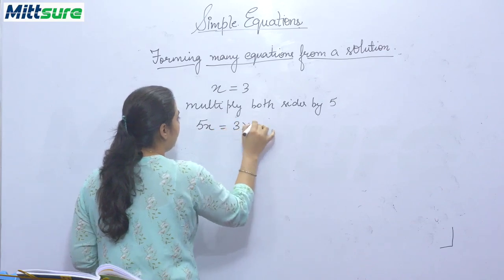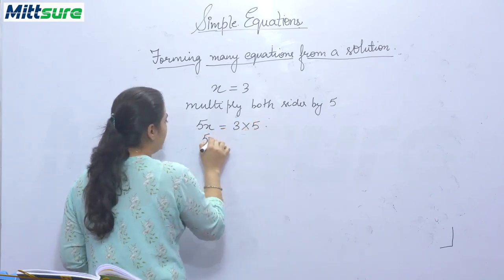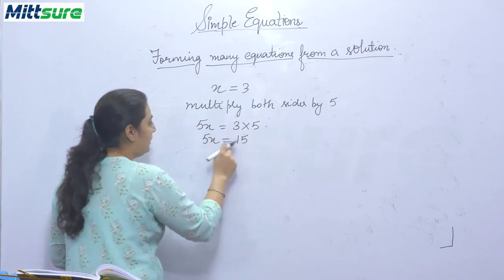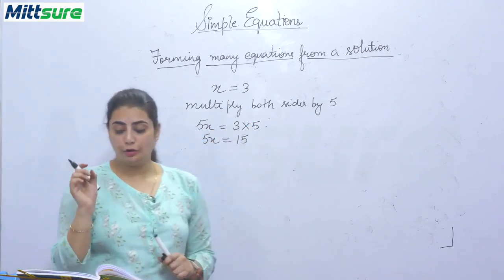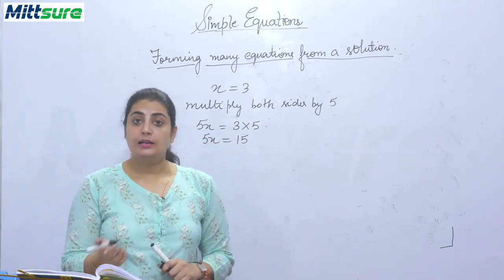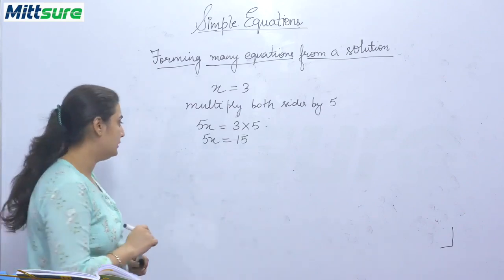Equals to 3 multiplied by 5. So 5x is equal to 15. In this equation also the value for x will remain the same. Now subtract 2 from both the sides.